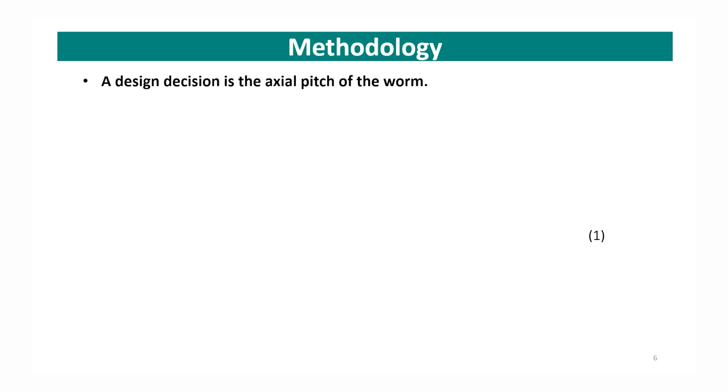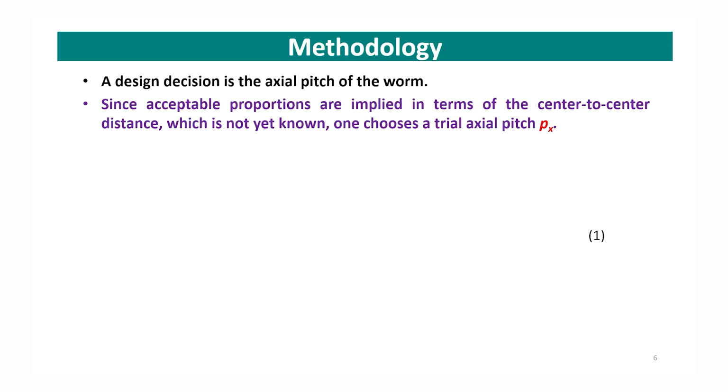because it will decide the amount of heat loss from the casing to the atmosphere. The methodology consists of a design decision: the axial pitch of the worm. Since acceptable proportions are implied in terms of the center to center distance which is not yet known, one chooses a trial axial pitch Px. Having Zw, the number of teeth on the worm, and a trial worm diameter dw, because we have a relationship for the dw in terms of the center distance, and the center distance is a function of dw and dg.